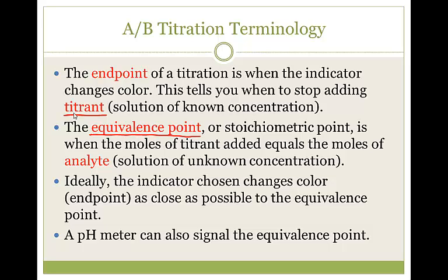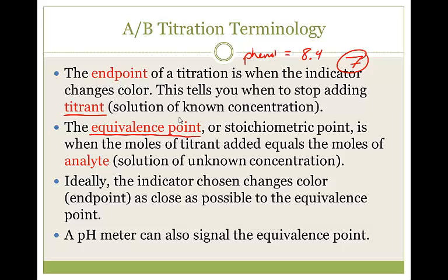Now, very simply, the difference between endpoint and equivalence point can be made with phenolphthalein. We know that it changed color at a pH of 8.4. Well, we know that the moles of acid equal the moles of base at a pH of 7. So the endpoint and the equivalence point can be different.